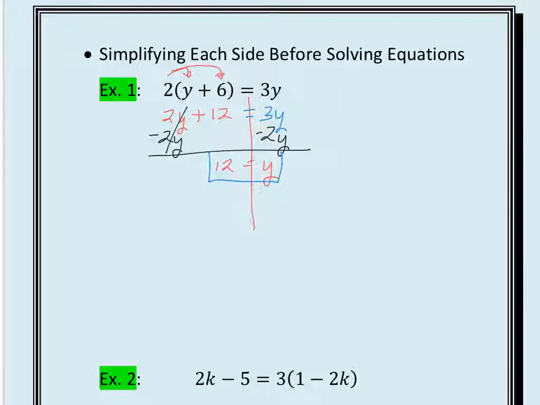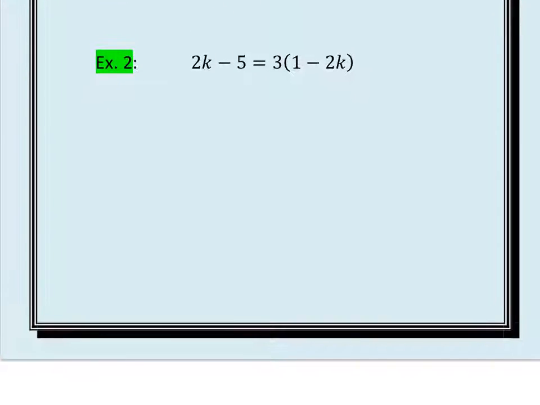So look at example 2, pause the video and do that on your own and then restart the video. I'll do it quietly.